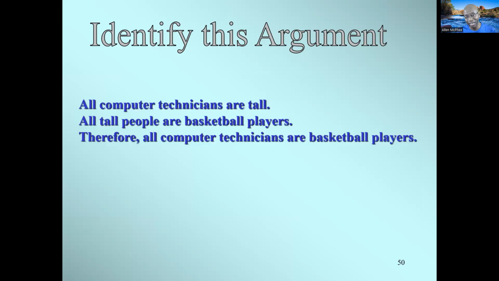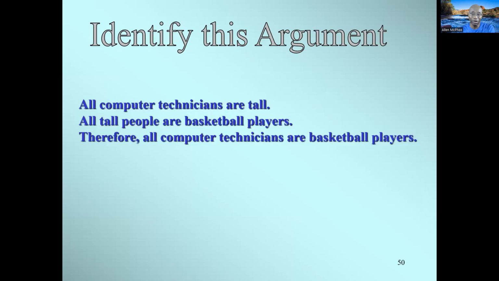Then I could say this conclusion with absolute certainty, right? All computer technicians are basketball players, because the circle of basketball players is bigger than and surrounds the circle of computer technicians. This argument in front of you is deductive and valid. Obviously, this is an unsound argument. Unsound means it's a bad argument. If you evaluate those two statements in the real world, you'll discover them to be false. So this is a bad argument, but it is still valid.